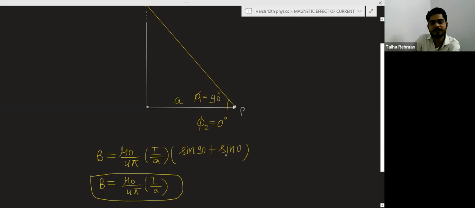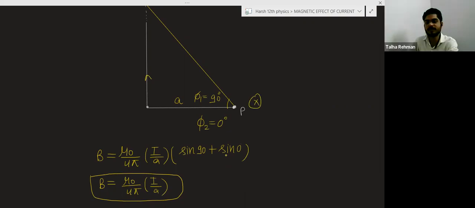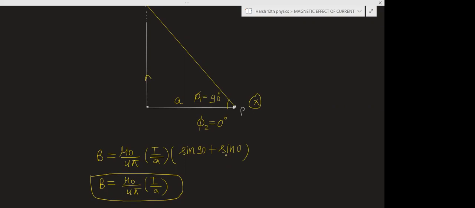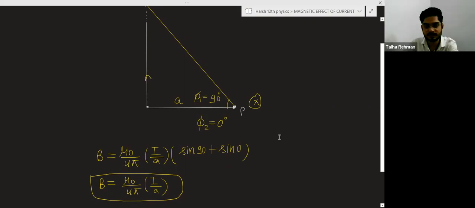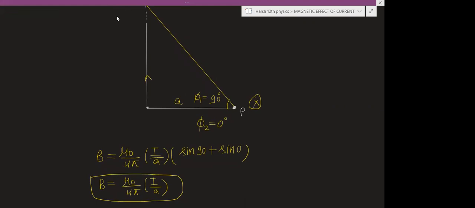And for the direction, what will you do? Same thing you will do for the direction. Again the direction will be into the screen or into the paper, inwards, or in minus k cap. So this is another case. Just please note it down.